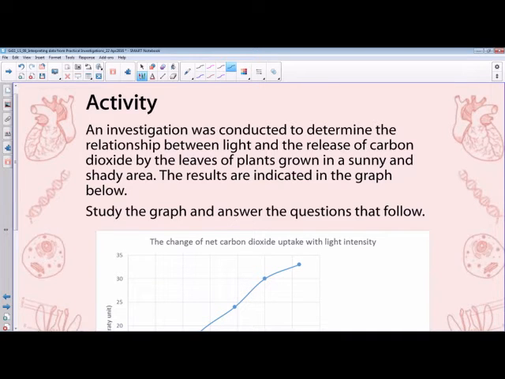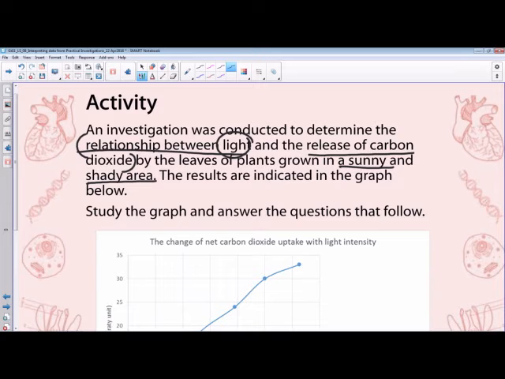An investigation was conducted to determine the relationship between light and the release of carbon dioxide. That's very important. So I've very quickly picked up that the investigation is testing the effect of, or the relationship between, light intensity and carbon dioxide. Let's read further: by the leaves of plants grown in a sunny and shady area.